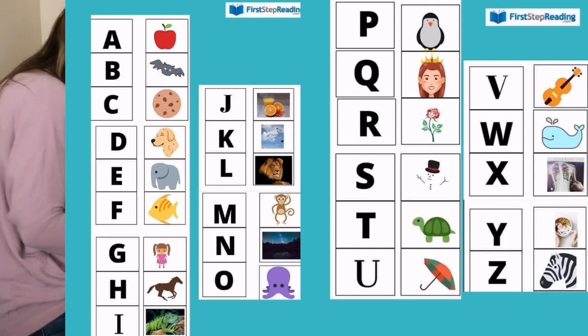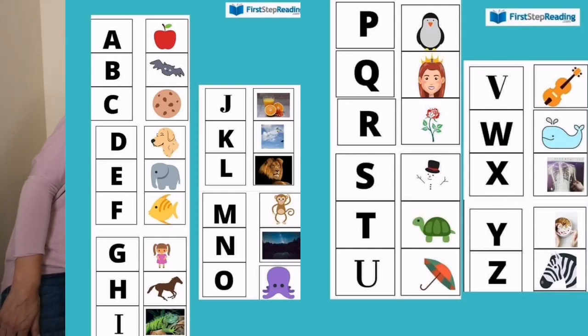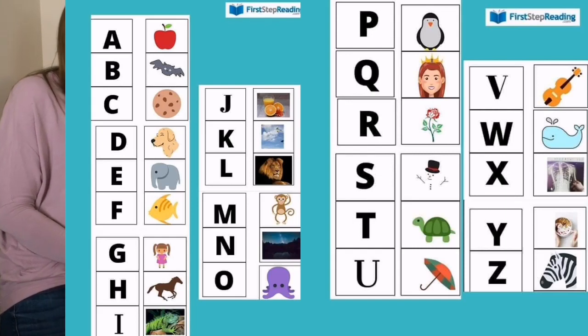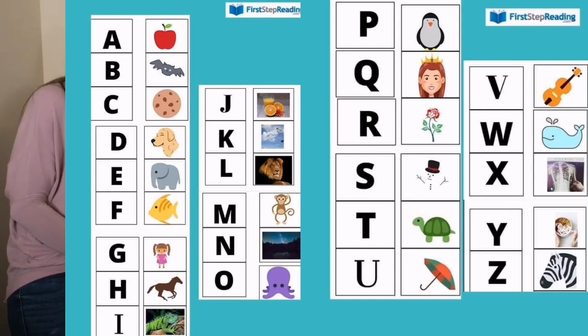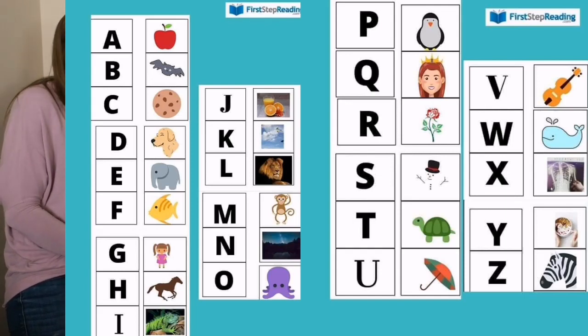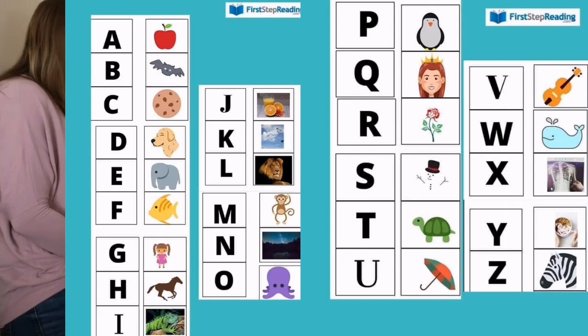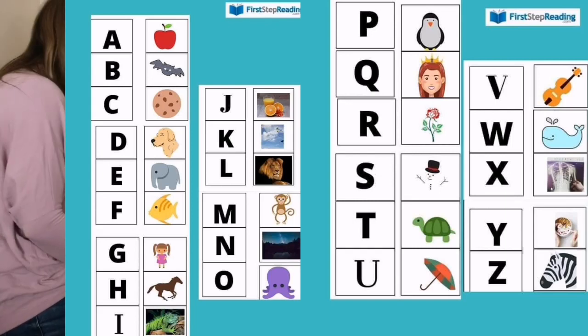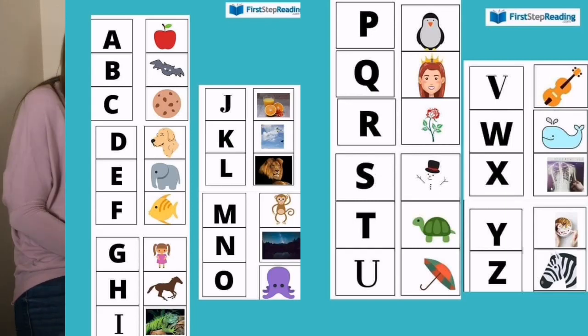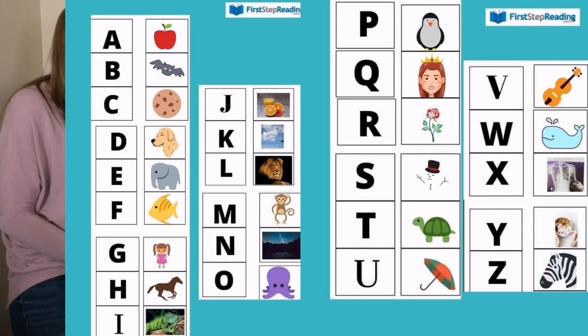The letters have sounds. Sing them now with me. The A says ah. The B says b. The C says k. Like apple, bat, and cookie.